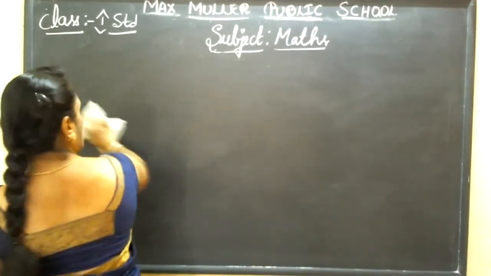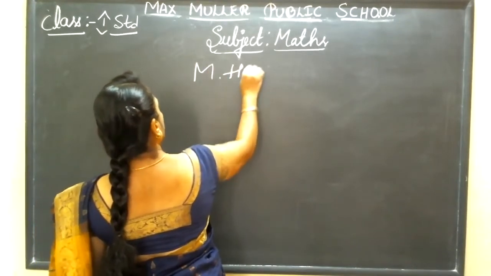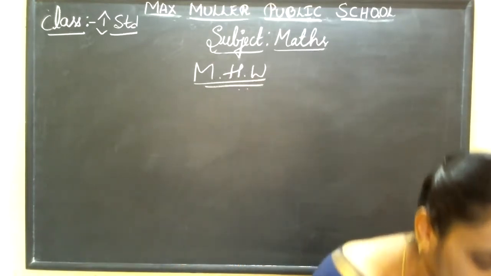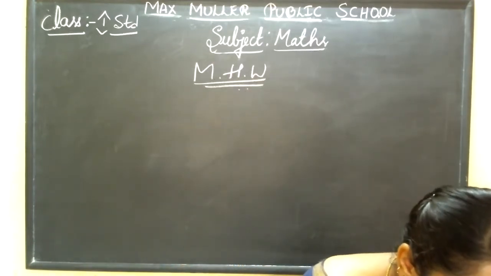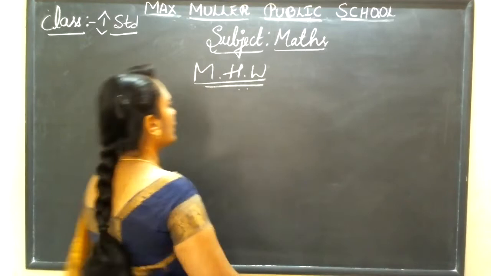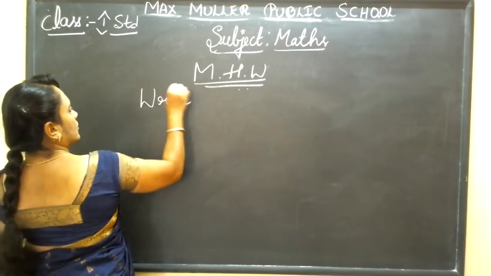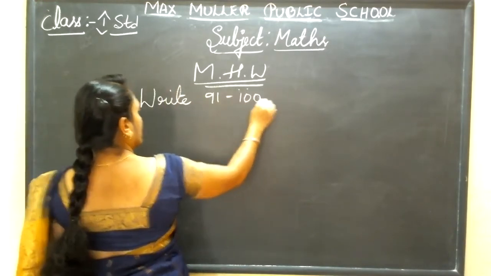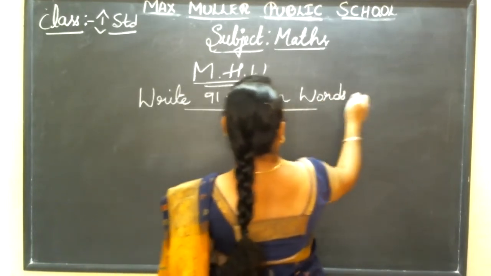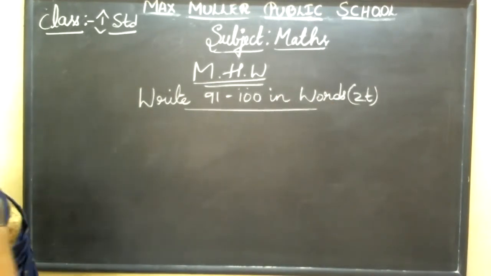So now I'll give the homework. Maths homework. What did you write in the previous class homework, children? You wrote 81 to 90 in words. 2 times I gave, isn't it? So in today's homework, you write 91 to 100. Okay. Maths homework today, right? 91 to 100 in words. In words. 2 times you write. Today's homework 91 to 100.